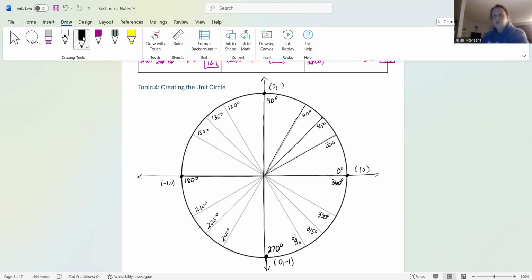Okay? Now, if we needed to fill in radians, radians are always harder just because we're dealing with fractions, okay? So basically, when it comes to radians, you're going to be dealing with denominators of 6, 3, 4, and 2, okay? 6, 3, 4, and 2.